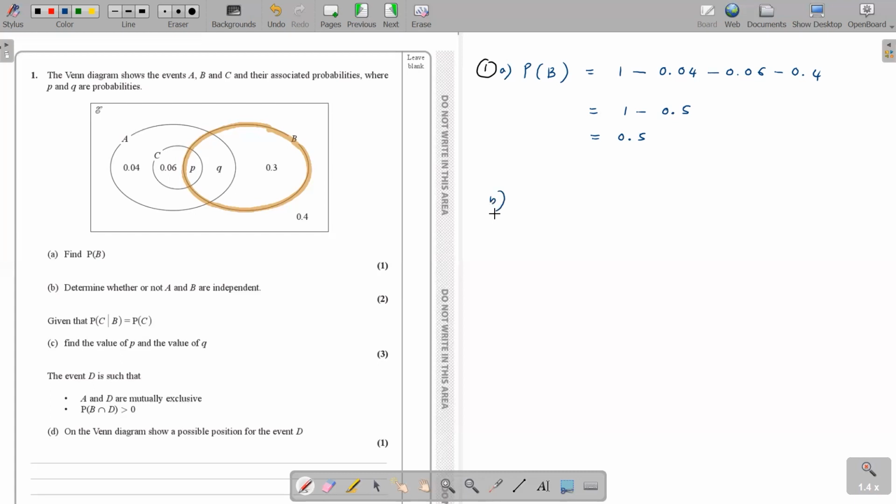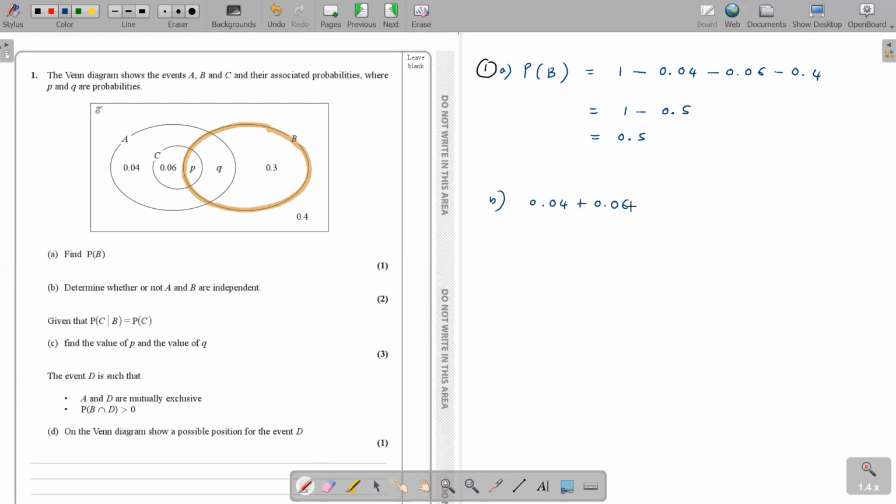Determine whether or not A and B are independent. So how do we find whether A and B are independent? First, I have to get the probability of A. What's the probability of A? I have to get the addition of the entire A circle, right? So I think it's better if I have the P plus Q probability. How do we get the P plus Q probability? By the sum of the probabilities.